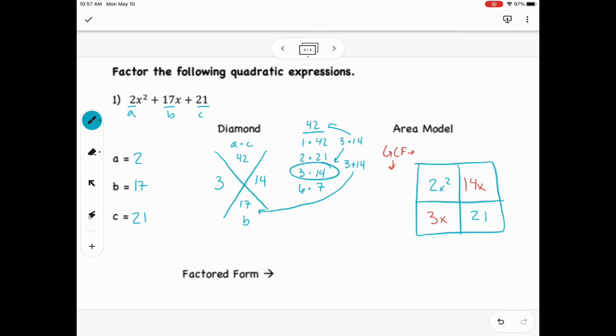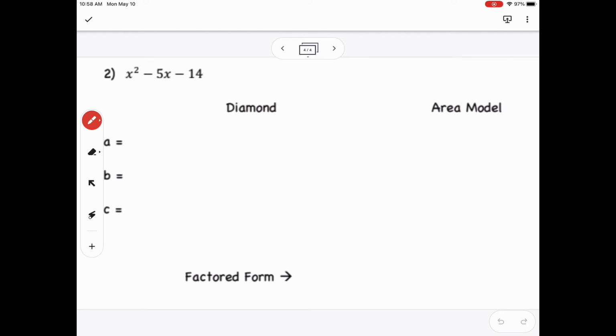Now I want to find the greatest common factor. Between 2x squared and 3x, there is a 1 and an x, so I pull those out. Between 14x and 21, there's a 7, because they're both multiplied by 7. Now looking horizontally, they have a 2 and an x in common for the first row, and then for the next row, 3 is in common between 3x and 21. So then I get my factors of 2x plus 3 times x plus 7.